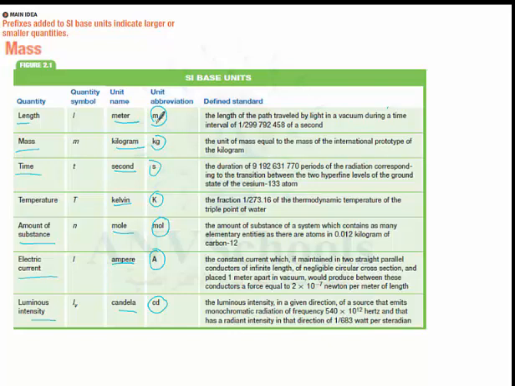And the length definition of the standard is the length of the path traveled by light in a vacuum during a time interval. For mass, the unit of mass is equal to the mass of an international prototype of the kilogram. Then the duration or periods of radiation corresponds to transition between 2 hyperfine levels of the ground state, and so forth. So let's go back into the details here and see how they come up.